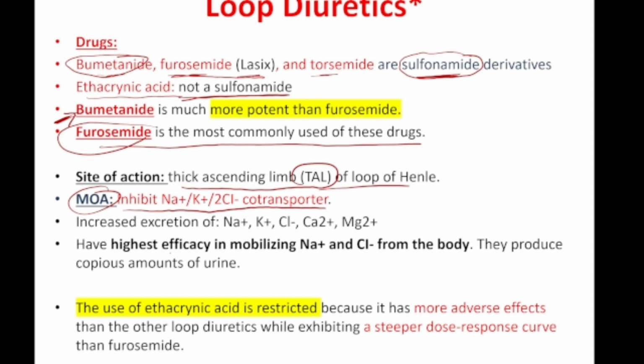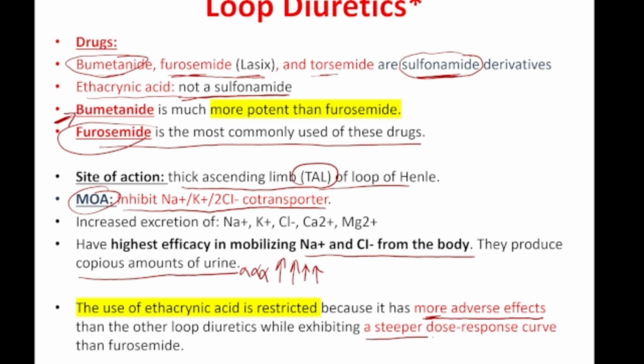This medication is considered high efficacy in mobilizing sodium chloride from the body and reducing copious amounts of urine. A lot of urine. The patient will lose a lot of water in urine. Okay. What about ethacrenic acid? Ethacrenic acid, its use is limited, restricted, because it's associated with adverse effects. This is number one. We are going to speak about adverse effects.